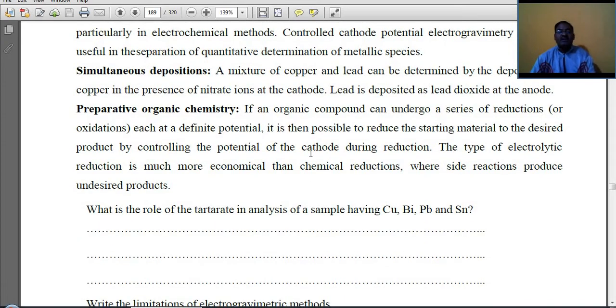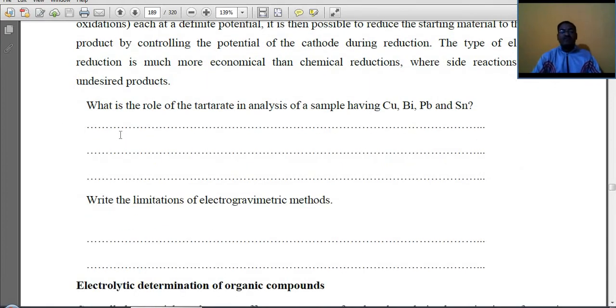How to prepare that? Preparative organic chemistry: organic compounds can undergo a series of reductions, each at a definite potential. It is then possible to reduce the starting material to the desired product by controlling the potential of the cathode during reduction. This type of electrolytic reduction is much more economical than chemical reduction, where side reactions produce undesired products. These are all some important work regarding that.